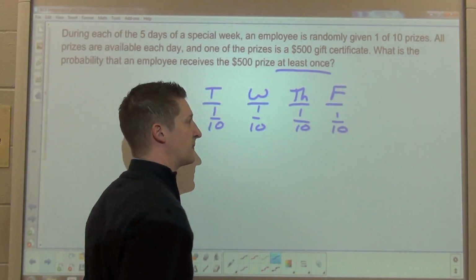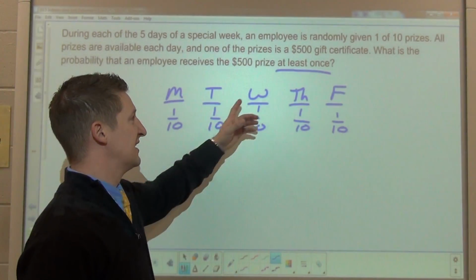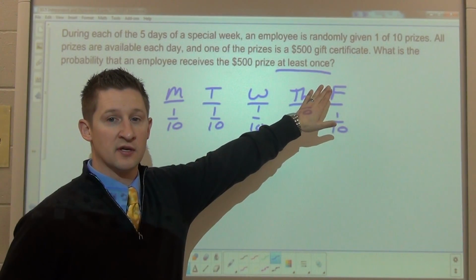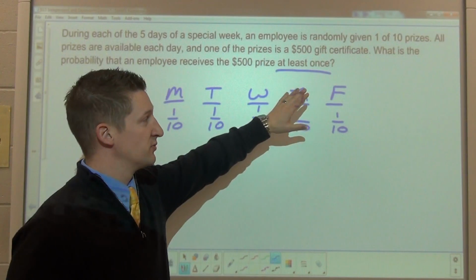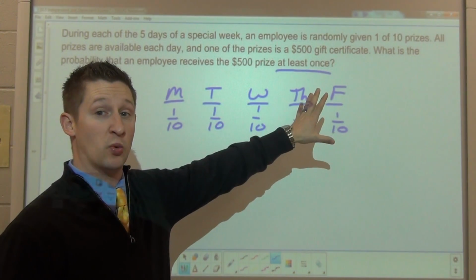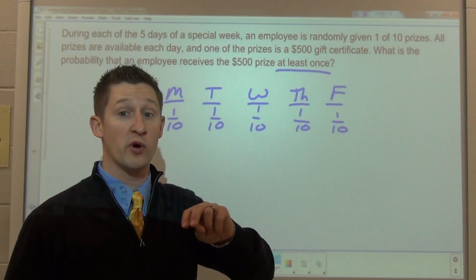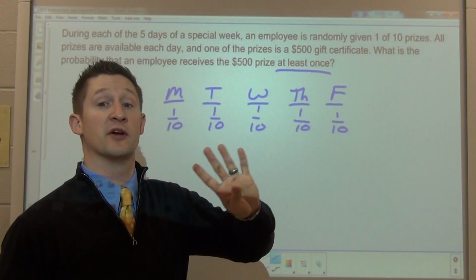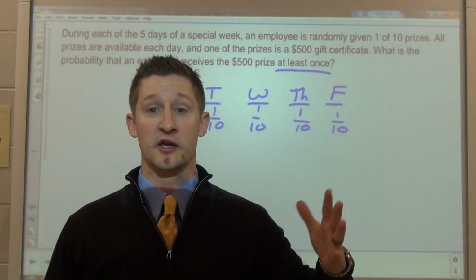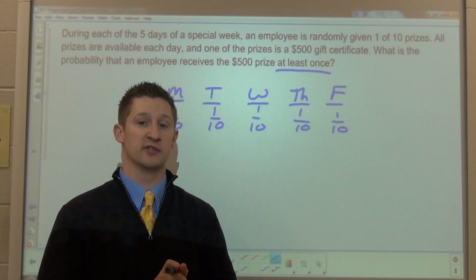10 on Friday. Now, the key here is that the problem said, what's the probability he gets it at least once? Now, if it was just once, we could probably figure out, it'd be just one time, and then we'd be done with it. But it says at least once. So that means he could win the prize 1 time, or he could win the prize twice, or he could win the prize 3 times, or he could win the prize 4 times, or 5 times. You get the idea. When we use the word or, it means we're going to have to add a whole bunch of different probabilities together.